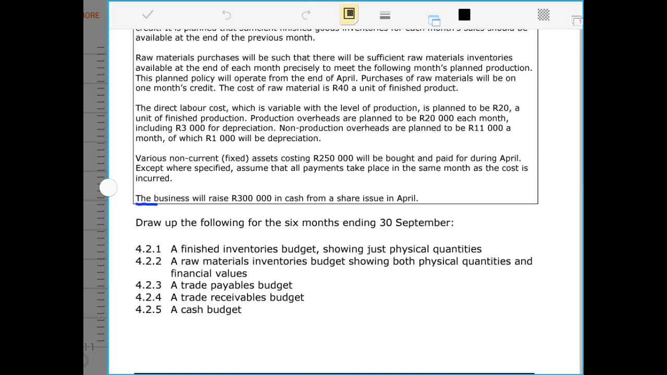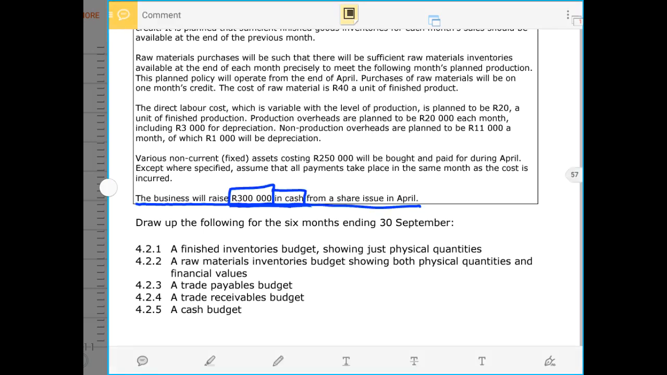The next one says the business will raise 300,000 in cash, and they say in cash. So now this is cash flowing into the business. From what? From a share issue in April. So now there were shares that were issued, and the shares amounted to 300,000 rands. So now if these shares were issued and they amounted to 300,000 rands and it was cash issue of shares, it means this will be the inflow of cash through the issue of shares, and that will be recorded under, again, cash budget as inflow of cash.